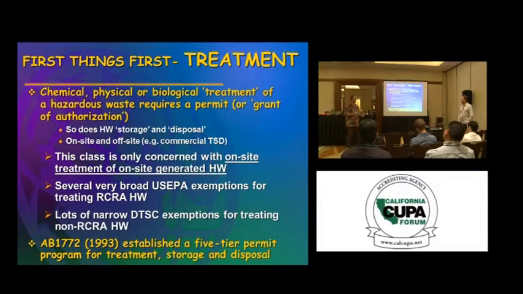And this whole thing started back in 1993 with AB 1772, where before that, anybody who wanted to treat a hazardous waste on site, what did they have to get? Either a full TSD facility permit from DTSC, good luck with that, or a variance, good luck with that. Because they're just massive permits and applications. So legislation changed, now we have the tiered permit program, and it's been out there for almost 20 years now.